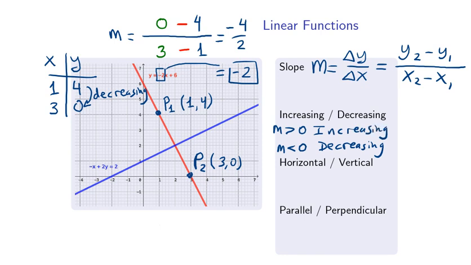Now, there's still horizontal and vertical lines. If m equals 0, that's when you have a horizontal line. And for a vertical line, well, there are some lines that don't have a slope, and if the slope is not defined, then it's a vertical line. Let's just take a look at an example.